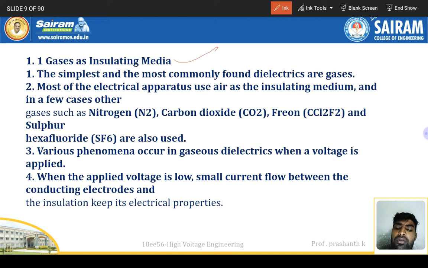When the applied voltage is low, a small current flows between the conducting electrodes and the insulation keeps its electrical property. Suppose if it is air or other materials, what happens? It will not come back to its real position again. But in oil, it will recover and come back to its original position.